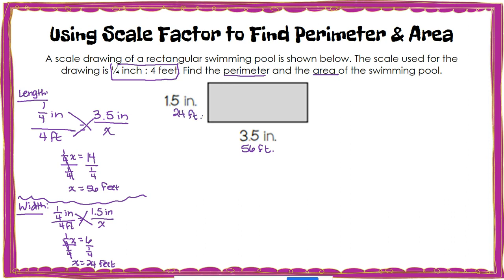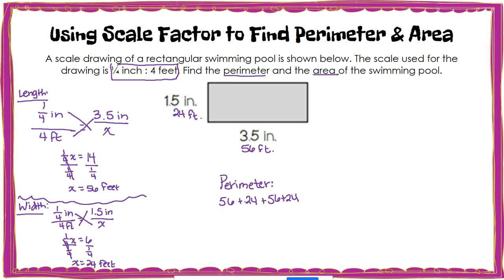Now I can use those values to find the perimeter and the area. To find perimeter, I know that I need to add up all of the side lengths. So I know that a rectangle has 4 side lengths, and I know that the actual length and the actual width are 56 feet and 24 feet. That means that to find the perimeter, I'm going to add 56 plus 24 plus 56 plus 24, since I know that the corresponding lengths across from them are the same.